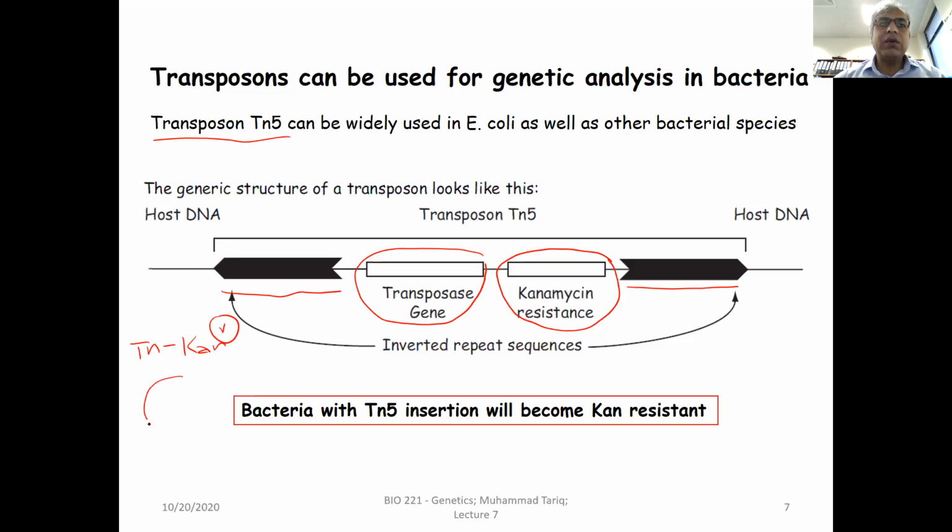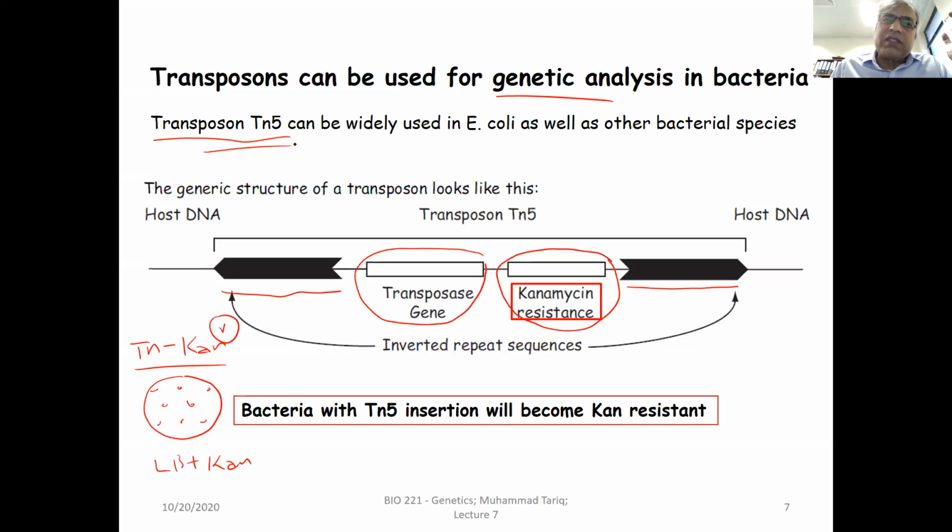When you grow that bacteria on, for example, LB plus kanamycin antibiotic, you will see colonies if you have used Tn5 to grow that bacteria. How can we use Tn5 for genetic analysis? How can we use Tn5 to do mutagenesis, and how is subsequent analysis after mutagenesis with Tn5 performed? This is what we are going to see.